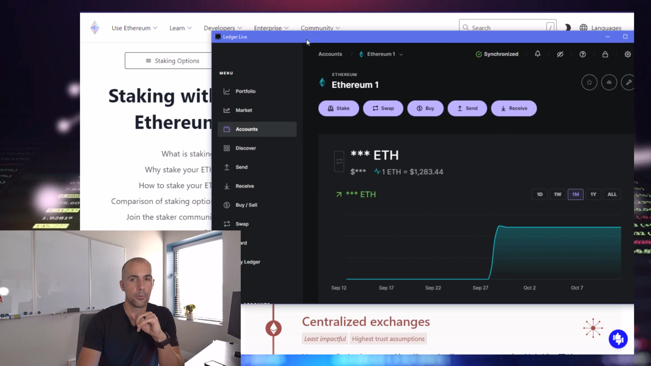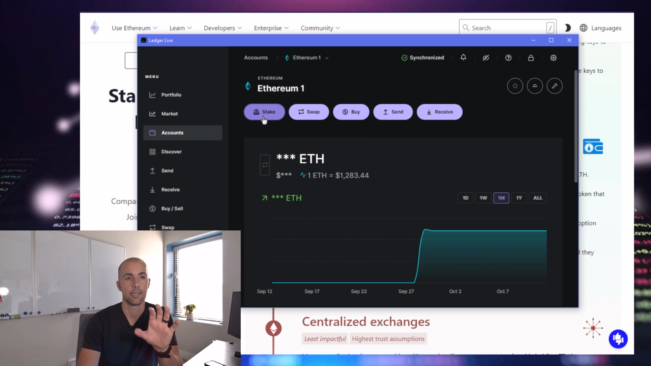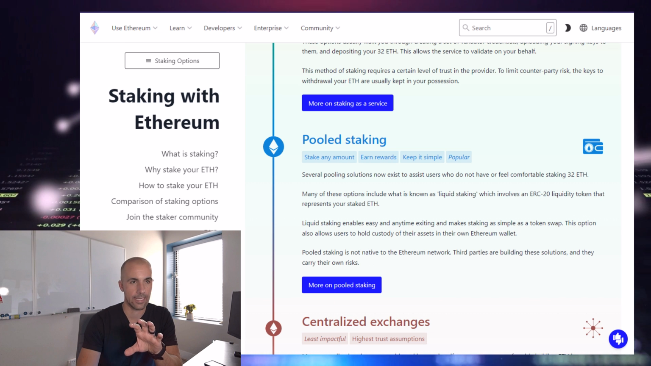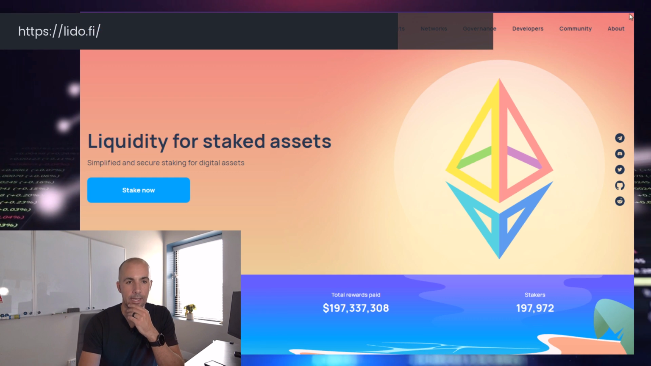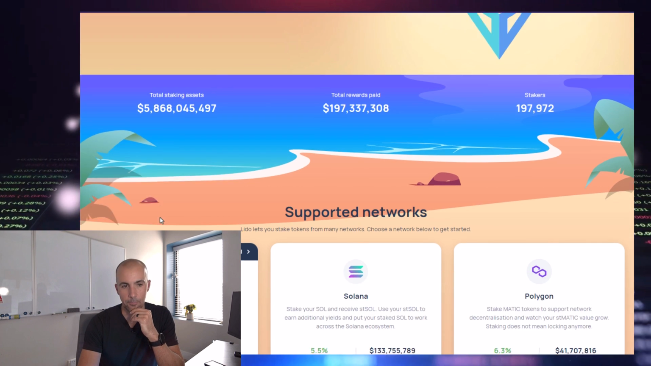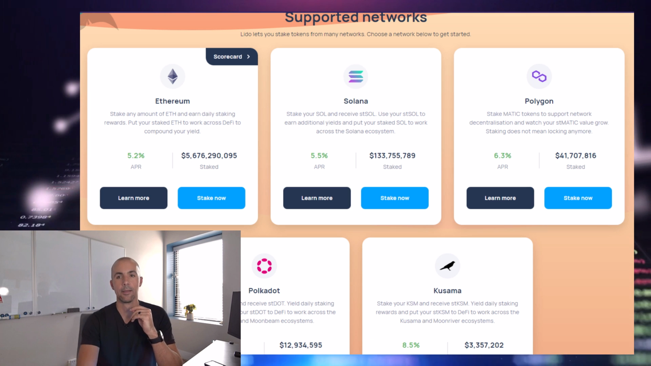All right, so let me pull Ledger Live back in here. When you stake through Ledger, it's going to connect you with the service called Lido, which is one of these staking pools. So let me flip over to Lido. This is Lido here for you to take a look at, and you can see how much is staked. There's some good information on here. Ethereum is the top one that they're listing.